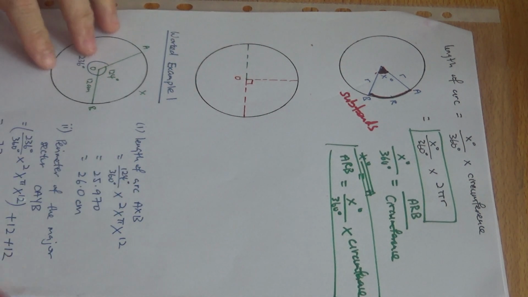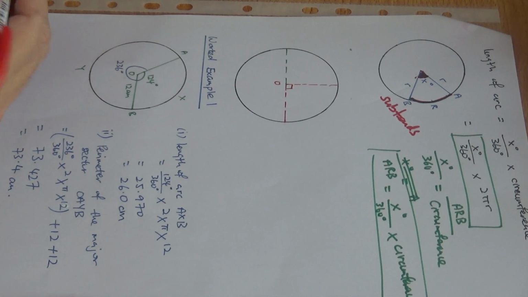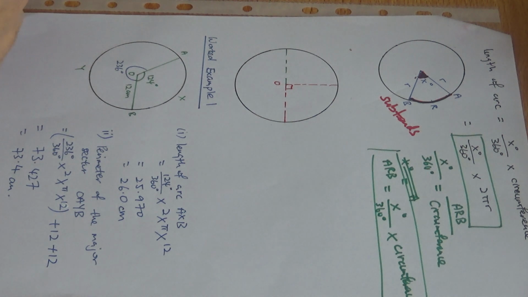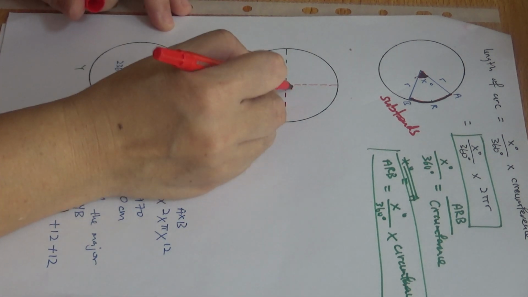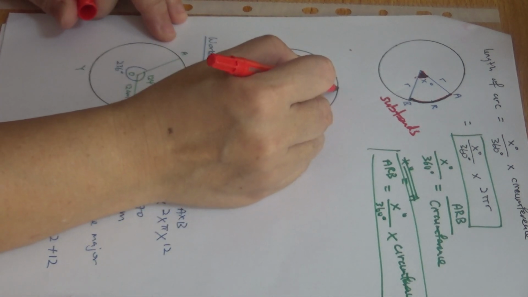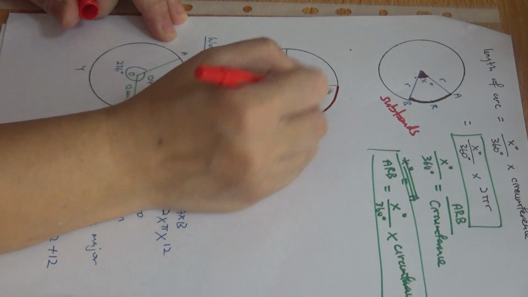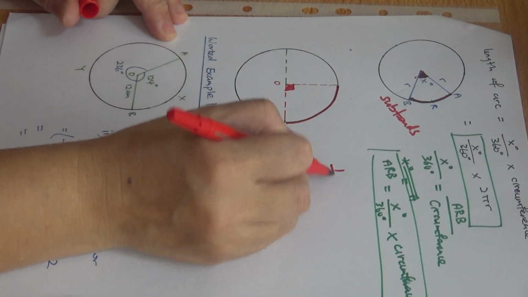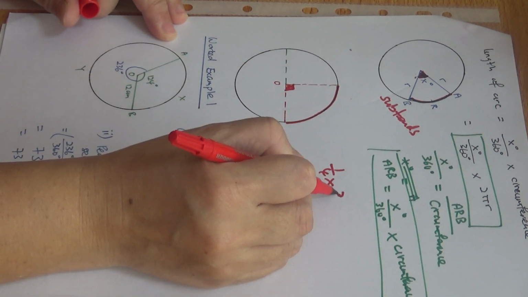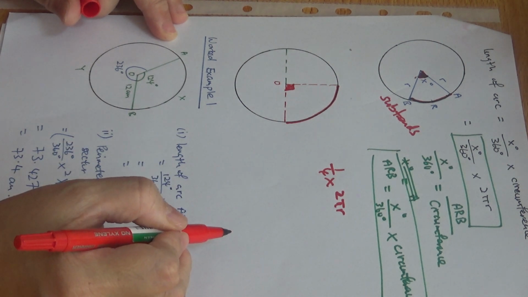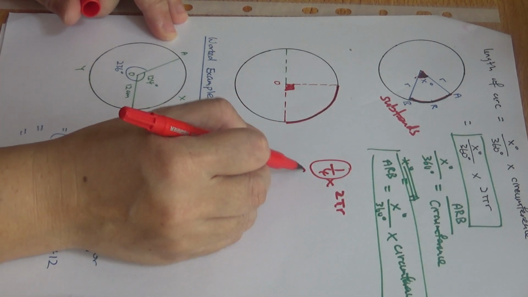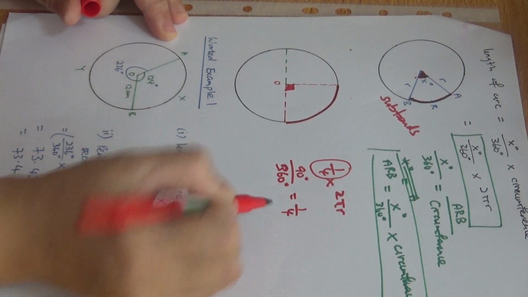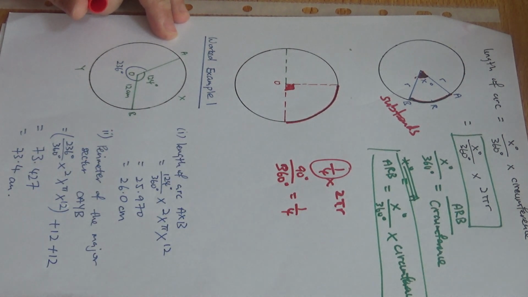Now, next, I'm going to show you a very easy proof. We know that this is a quadrant, this is 90 degrees. And we know that this is the arc that subtends this 90 degrees. So this arc is 1/4 times 2 pi r, which is the circumference. Now how do we get this 1/4? It's actually 90 degrees over 360 degrees, which gives us 1/4. That is a quadrant.